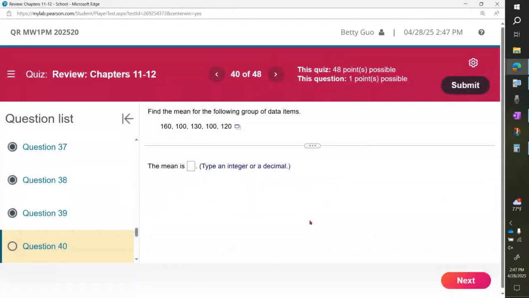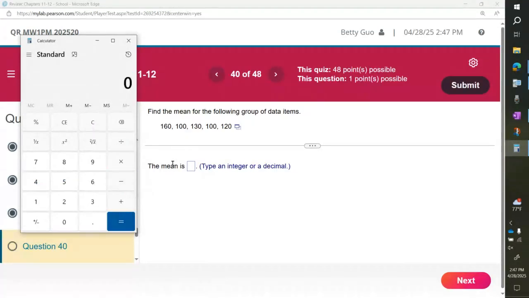Find the mean for the following group of data items. Same thing. 5 values. So sometimes it's really a scientific calculator or not an app. We don't have to use the function. We can just use the formula. 160 plus 100 plus 130 plus 100 plus 120. That's the sum.